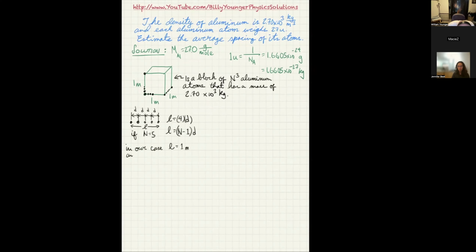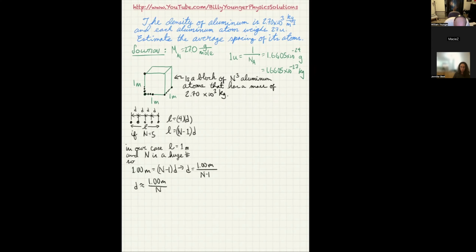1 meter, and n is a huge number. So 1 meter is equal to n minus 1 times d, so that d would equal 1.00 meter divided by n minus 1. But since n is a huge number, d is very precisely approximately equal to 1 meter divided by n.